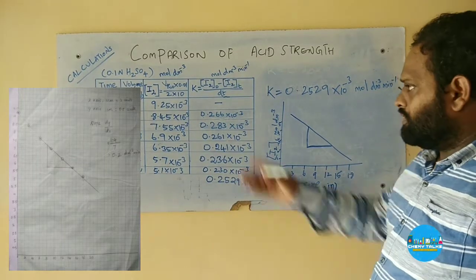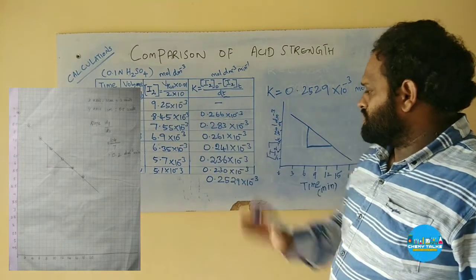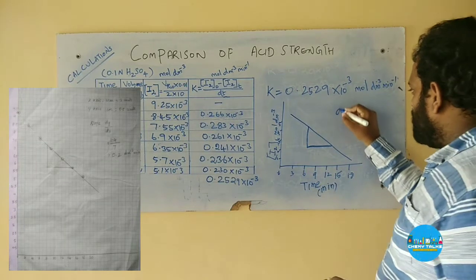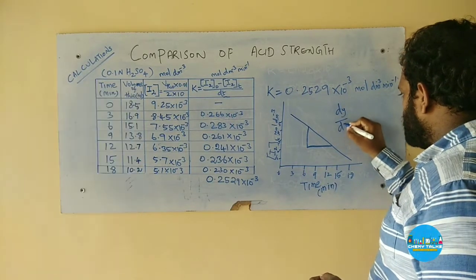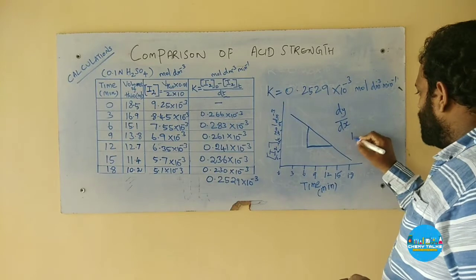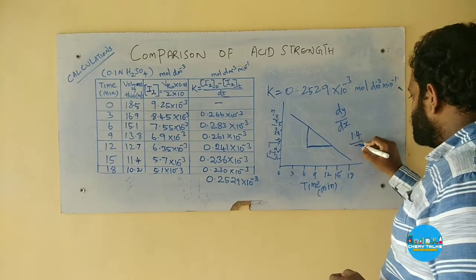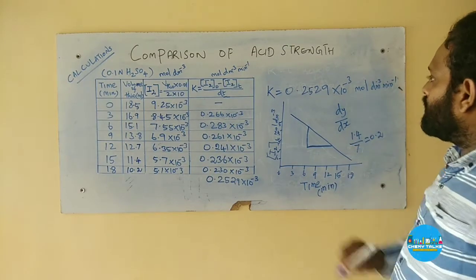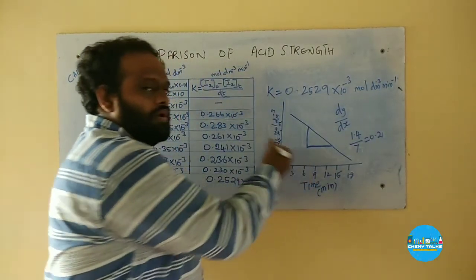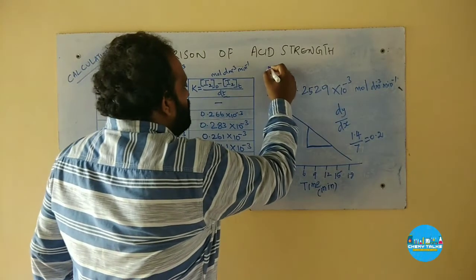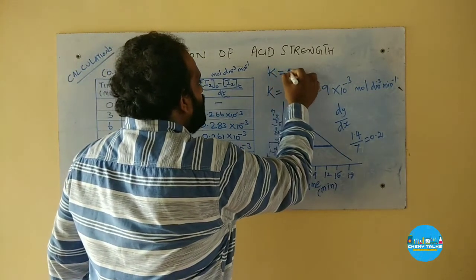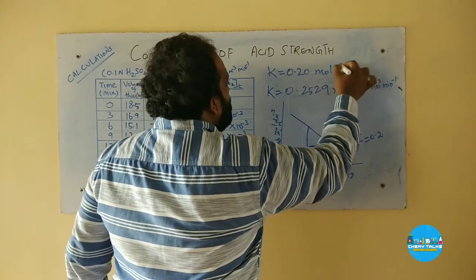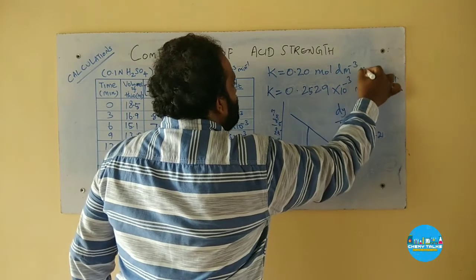When we plotted these two values, the concentration of iodine and the time, we get the dy by dx value of 1.4 divided by 7. From the slope we will get 0.2. So the rate constant from the graphical method is K equal to 0.20 mole per decimeter cube.